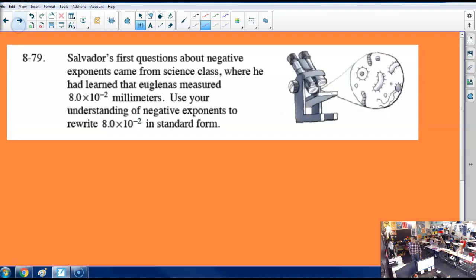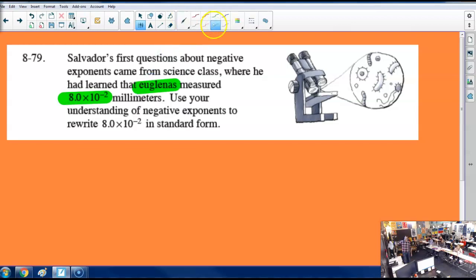Alright, we'll jump in, 279 now. This is on your blue sheet. Salvador's first question is about the negative exponents. It came from science class, where he learned that ublinas, I don't know if that's how you say it, measured 8.0 times 10 to the negative 2 millimeters. Meaning, this is tiny. Any negative powers mean it's really small.